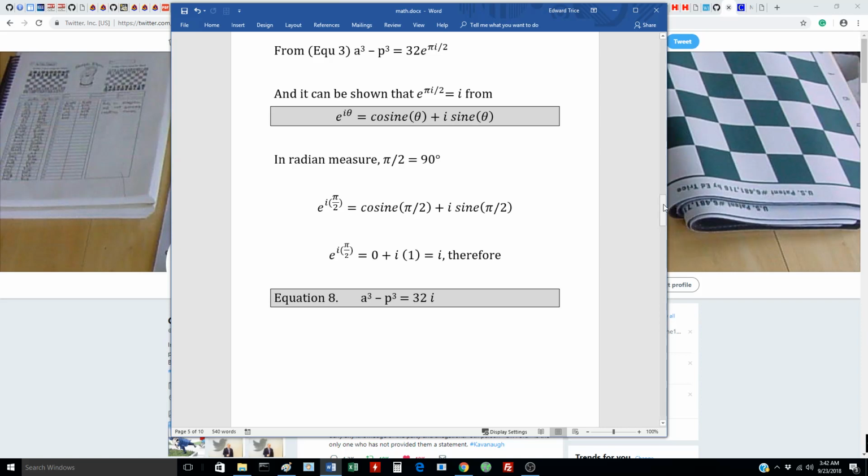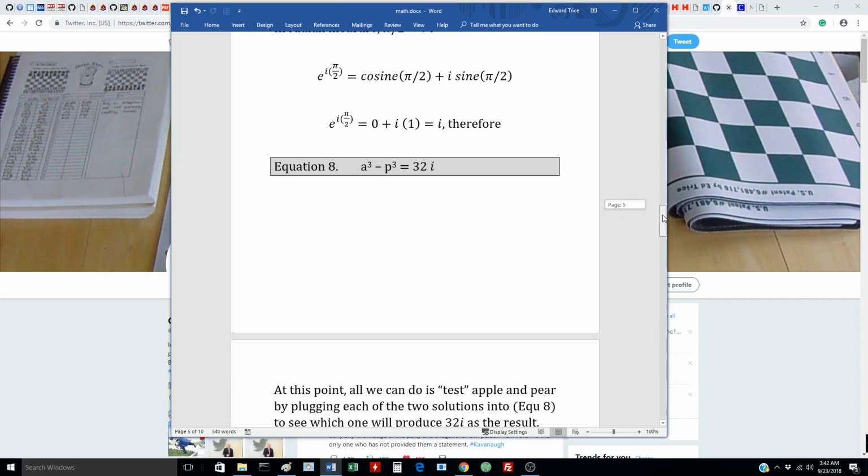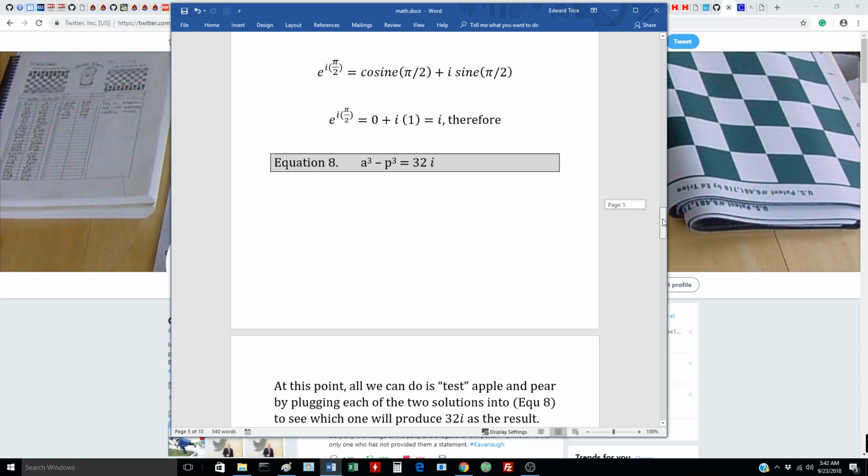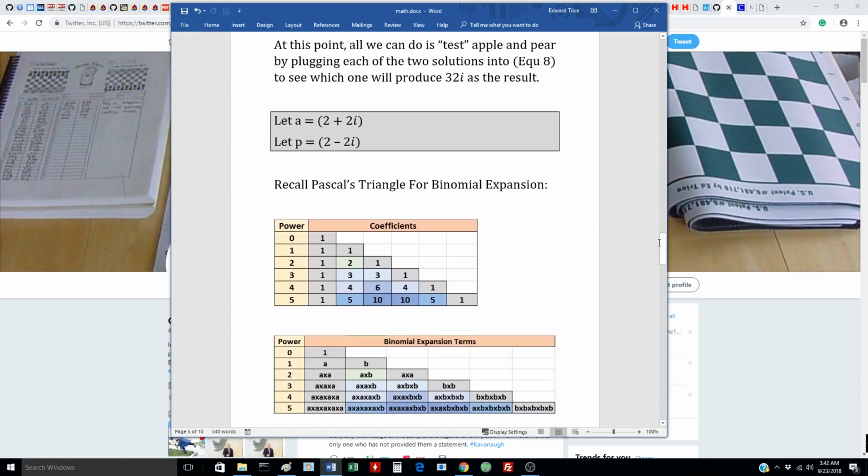But we'll forego that discussion and just say equation 8, apple cubed minus pear cubed equals 32i. So, as alluded to previously, all we need to do is perform the cubes and see which one solves the original condition. People who might have forgotten how to do a binomial expansion for higher powers can use this technique referred to as Pascal's triangle. Pascal came up with this clever idea of just writing out the coefficients for lower powers and using a little trick to determine what the coefficients are as the powers increase.